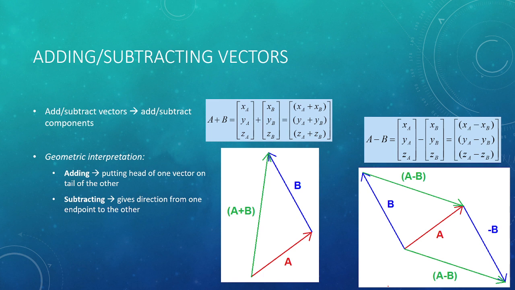See, adding and subtracting vectors. Component-wise, a plus b equals xa, ya, za plus xb, yb, zb, which equals xa plus xb, ya plus yb, za plus zb. If we subtract, a minus b equals xa, ya, za minus xb, yb, zb, which equals xa minus xb, ya minus yb, za minus zb.